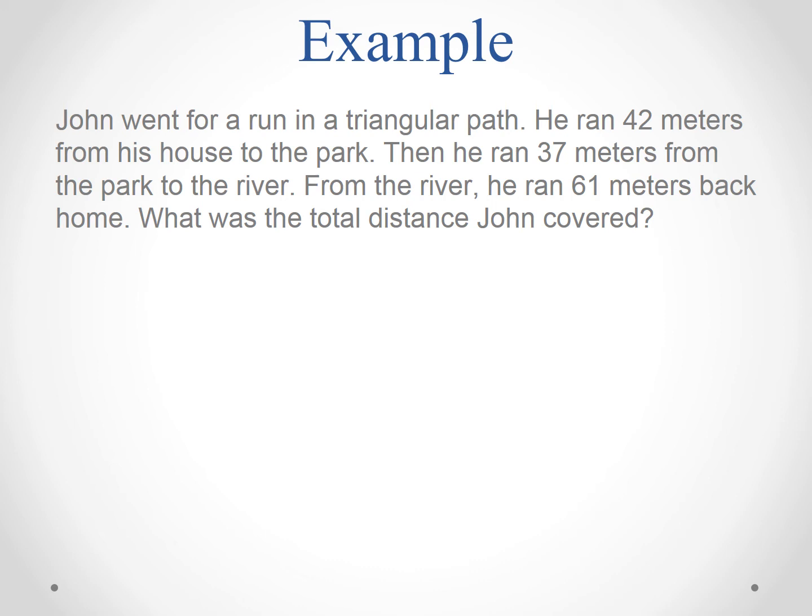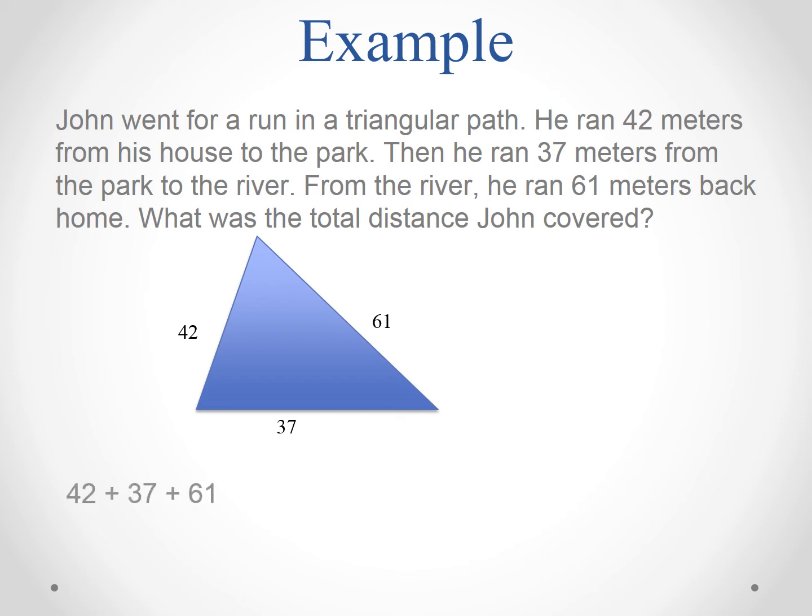In this example, we can imagine a triangle as John's running path. So, here's John's running path, and we can now label it. So he ran 42 meters on one side, and then he ran another 37, and then back to the original point, he ran 61 meters. So in order to find this total distance, or the perimeter, we just add the three numbers, 42 plus 37 plus 61, and we get a total of 140 meters.